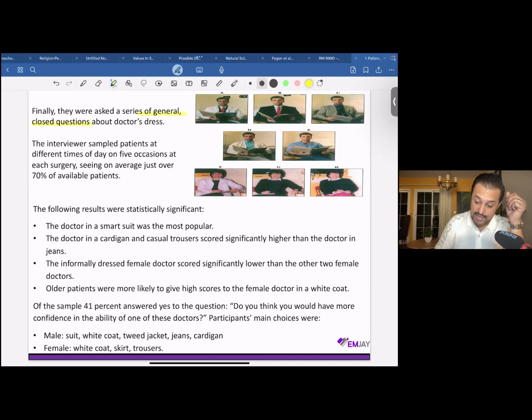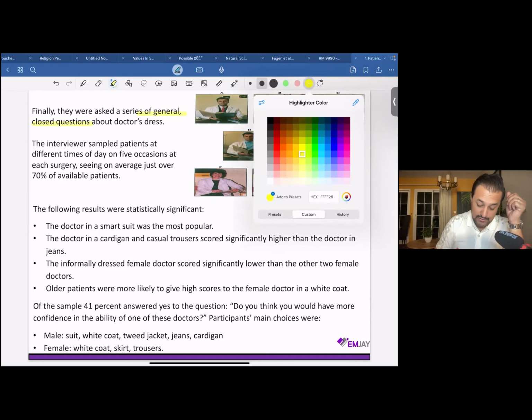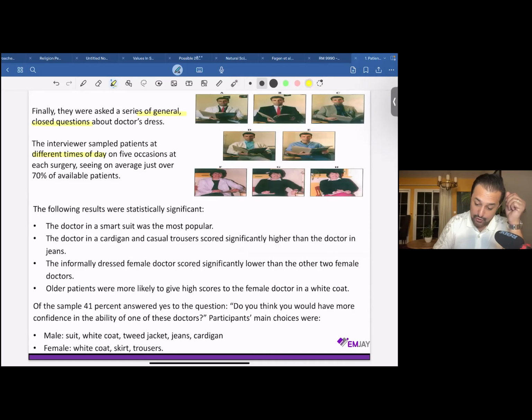The interviewers sampled patients at different times of the day on 5 occasions at each surgery, seeing an average just over 70% of available patients. We're talking about getting hold of available patients. This, my dear, would be an example of an opportunity sample, right?